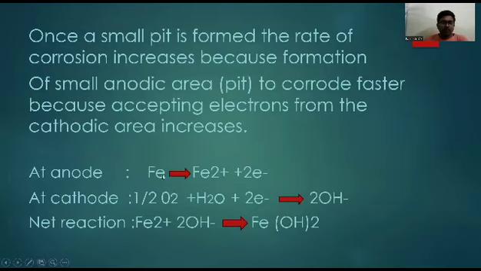At the anode, the metal iron Fe is converted into Fe2+ and 2 electrons. At the cathode, half O2 plus H2O plus 2 electrons are converted into 2 OH minus. The net reaction: Fe2+ and 2 OH minus form Fe(OH)2. It is rust.